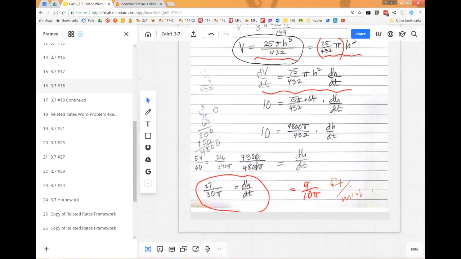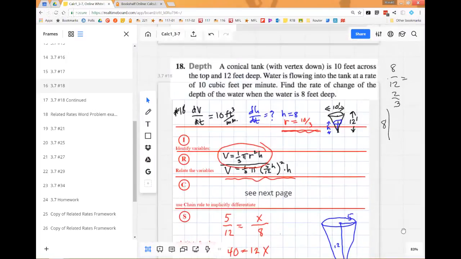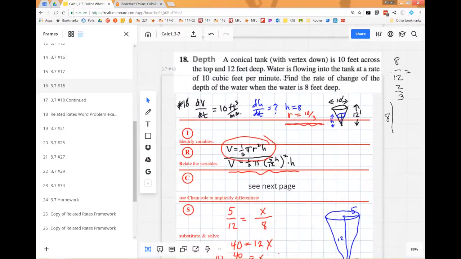So that one, a little bit messy, had to nail it down. So let me just go through what we did here. The first part is getting a picture of this tank, a cone, and getting our variables set. They gave us that dV/dt was 10. They gave us that H was 8. Right here it says 8 feet deep. And we went a little step further and found R. I'm not sure we had to, but we did.